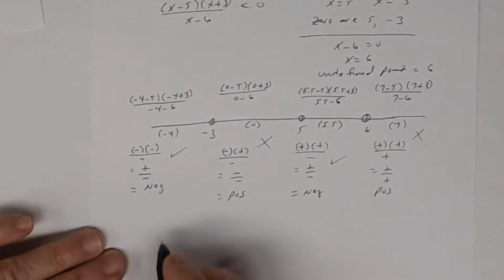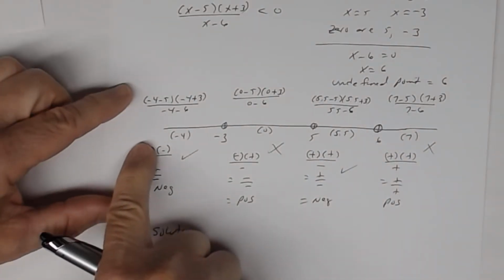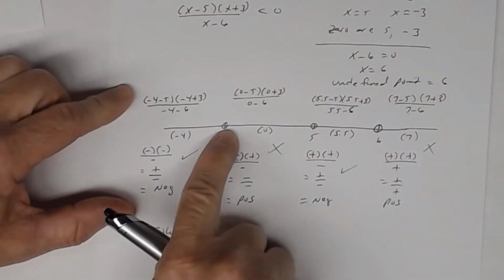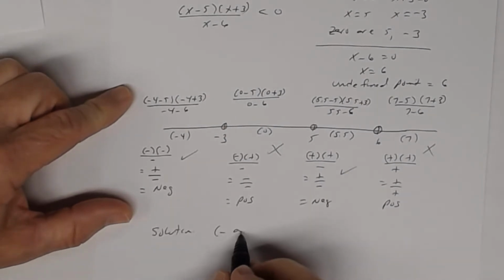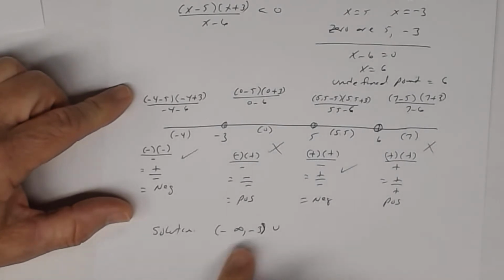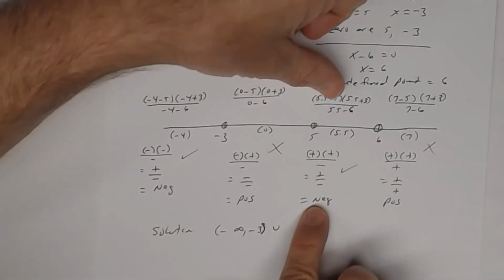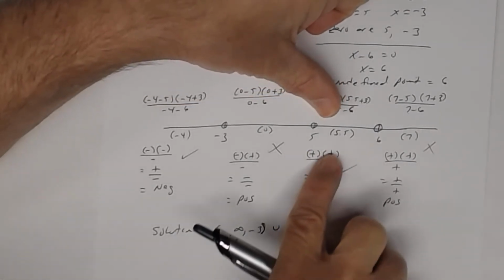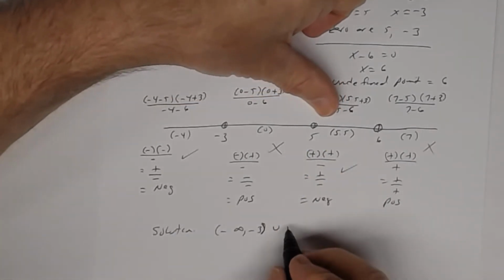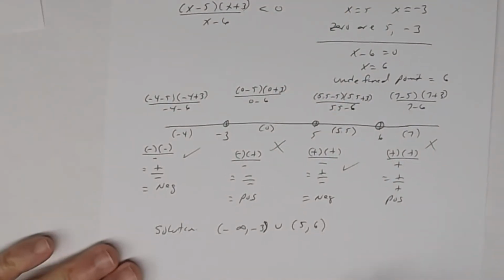And then we can say our solution. So the solution is negative infinity to negative 3, with parentheses. Negative infinity to negative 3, parentheses. Make sure it looks like a parenthesis. And then union, make sure you use union. Union, and then the next one is from 5 to 6. This one right here, right? So union, parentheses, 5, comma, 6. And that's it. Very simple.